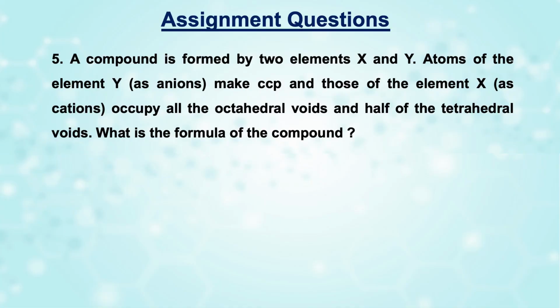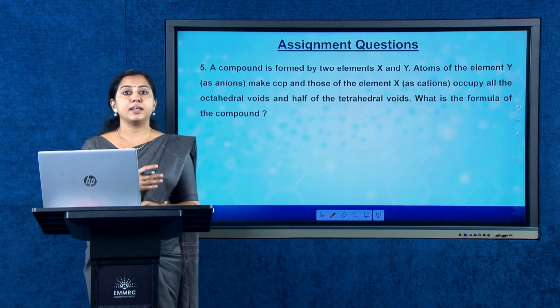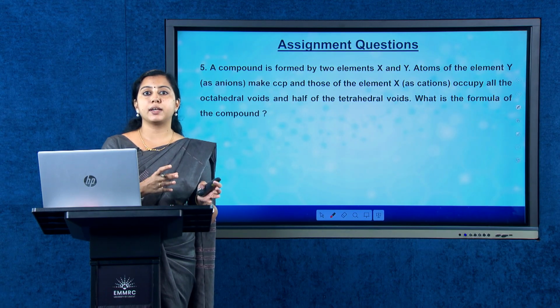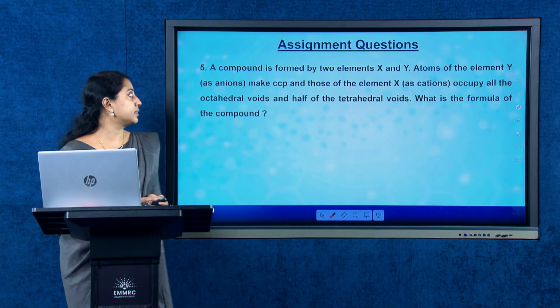Now, we will move on to the fifth question. A compound is formed by two elements X and Y. Atoms of the element Y as anions make CCP, that is cubic close packing, and those of the element X as cations occupy all the octahedral voids and half of the tetrahedral voids. What is the formula of the compound? Okay. So in this question, we can see that the atom X occupy both octahedral and tetrahedral voids, and we have to find out the formula. So, let us see how it is done.